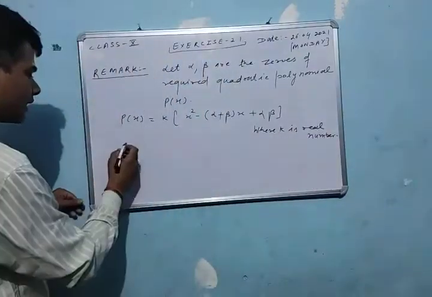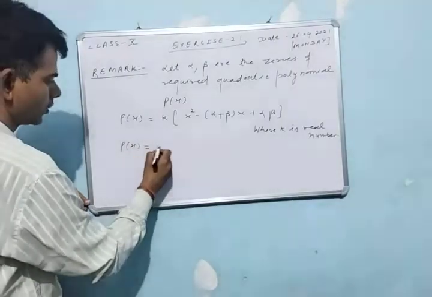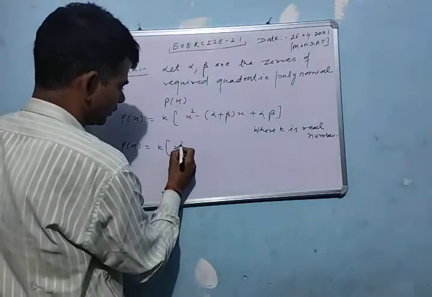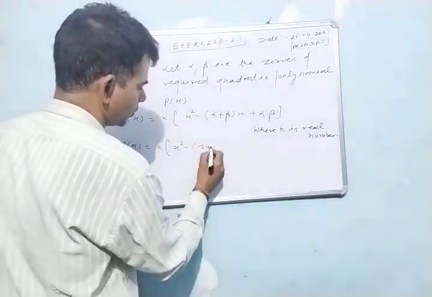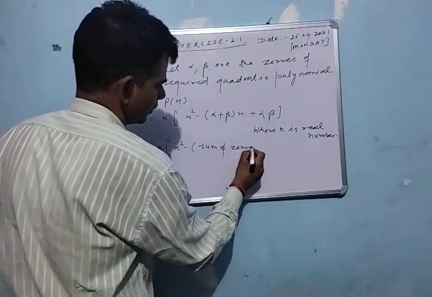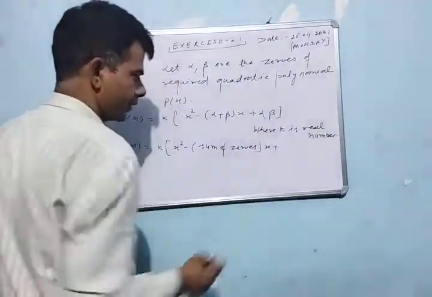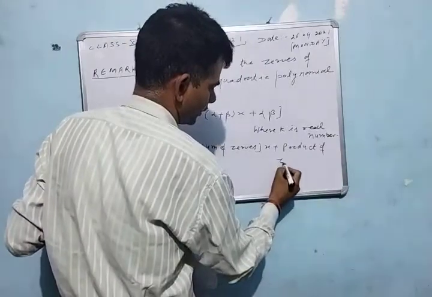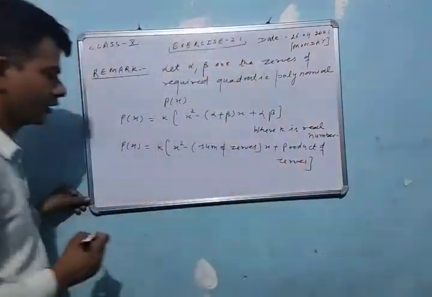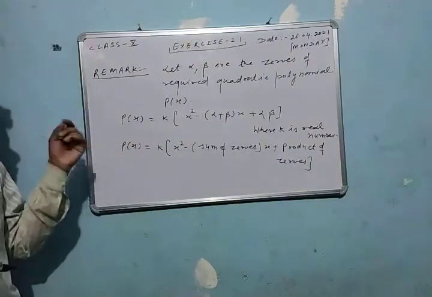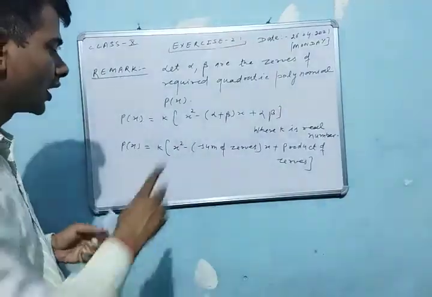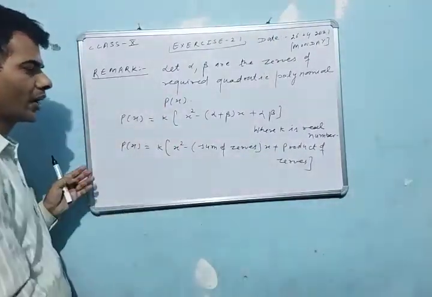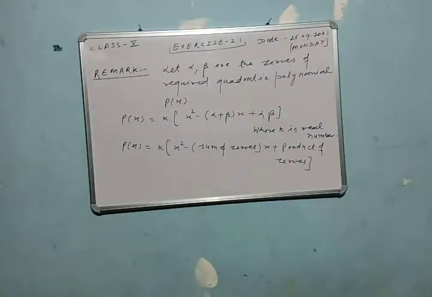Students, you can write p of x is equal to k times x square minus alpha plus beta, sum of zeros, x plus alpha beta, that is product of zeros. Student, please note it down. This is a very important formula. By this formula, you can make a quadratic polynomial. Student, note it down.